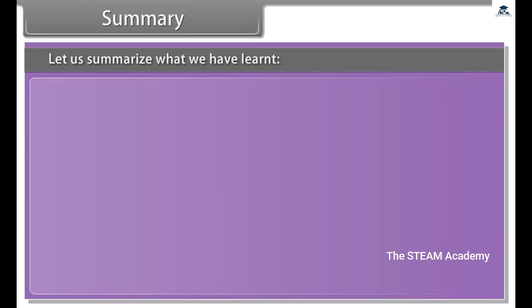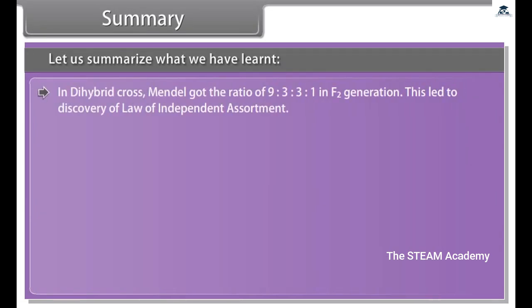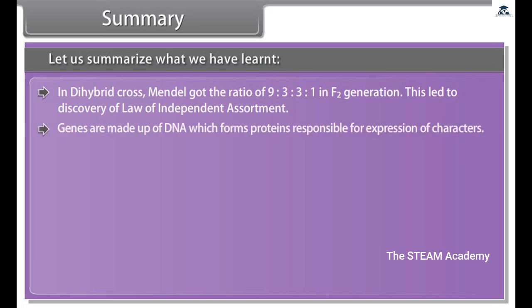worked out. In the dihybrid cross, Mendel got the ratio of 9:3:3:1 in the F2 generation. This led to the discovery of the law of independent assortment. Genes are made up of DNA, which forms proteins responsible for the expression of characters.